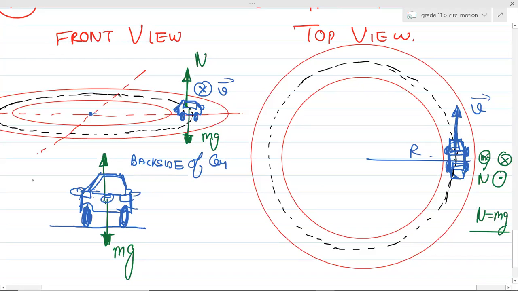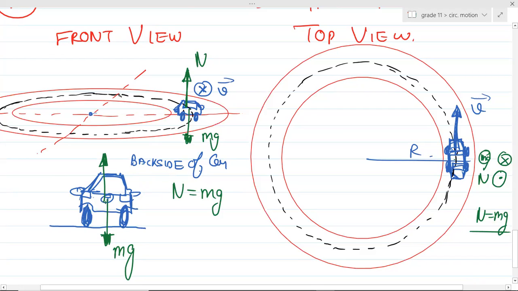Yes or no? Since the car is not flying up and since the car is not going down, hence N will be equal to mg. What will be acting towards the radius? Can you see over here? Since the car is having an acceleration, what is making the car turn in this direction? Can you see over here, guys?